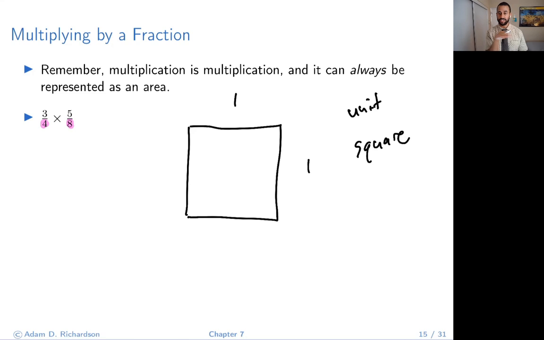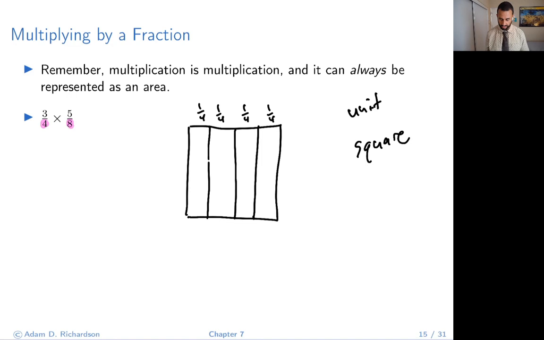Fourths. So I'm going to cut this one into fourths. There we go. I'm going to go ahead and erase the one and the one. Just remember, this is the unit square, and this big square represents the quantity one. All right. So this up here, that's 1/4. That's 1/4. That's 1/4. And that's 1/4.